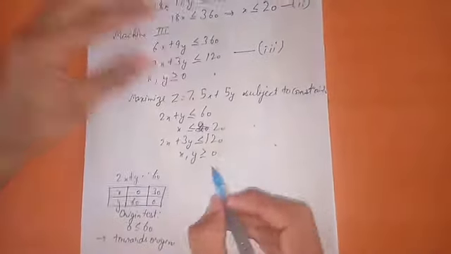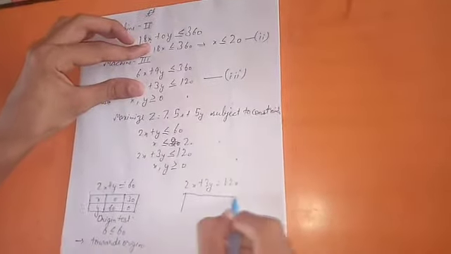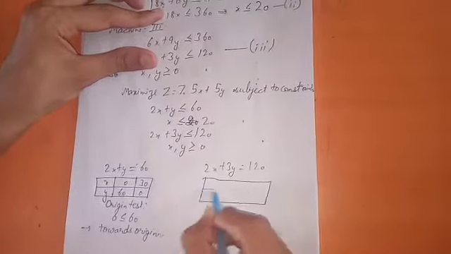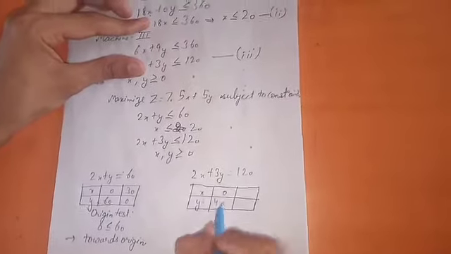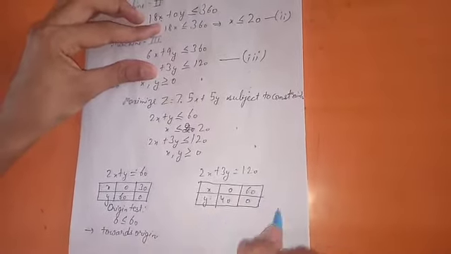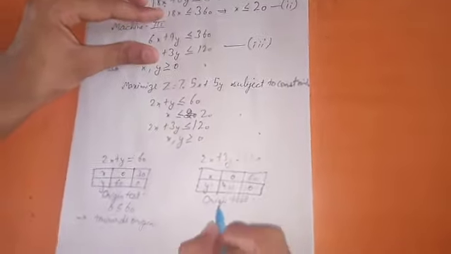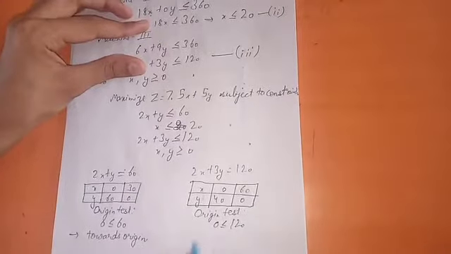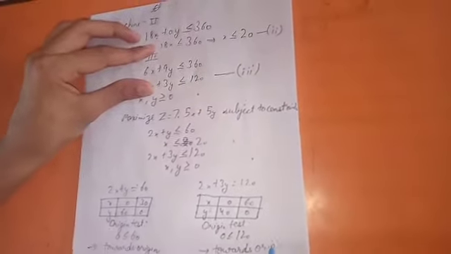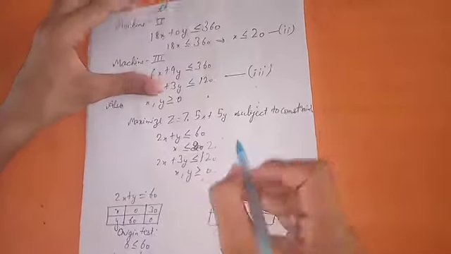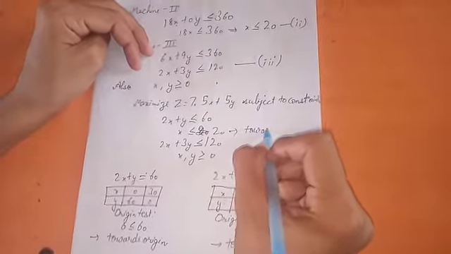Now the last one is 2x plus 3y is equal to 120. We will make a table for it. When x is 0, y will be 40, and when y is 0, x is 60. And do its origin test. That will be 0 is less than or equal to 120. So it is true, and our feasible region will be towards the origin. Okay. Now the feasible region for this, if we do the origin test, what will we get? It will also be towards the origin.